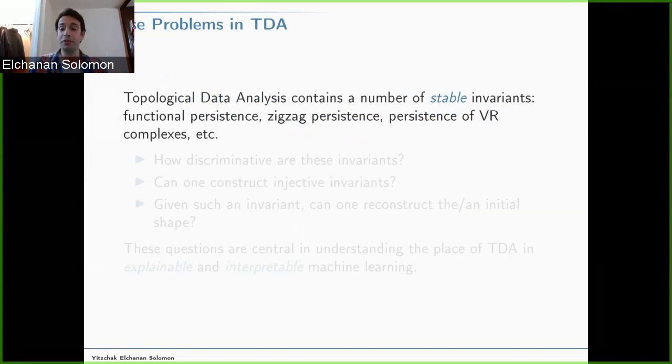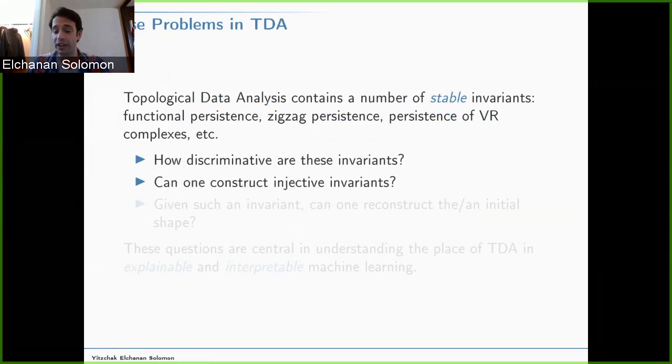So the general framework of this talk sits inside the general area of inverse problems in TDA. In TDA, we have many invariants which are stable: functional persistence, zigzag persistence, etc. But you can also ask about the inverse problem, which is really about how discriminative the invariants are. In other words, can you construct invariants which are injective or near injective so that the pre-image is maybe a small collection of shapes which are all similar to each other?